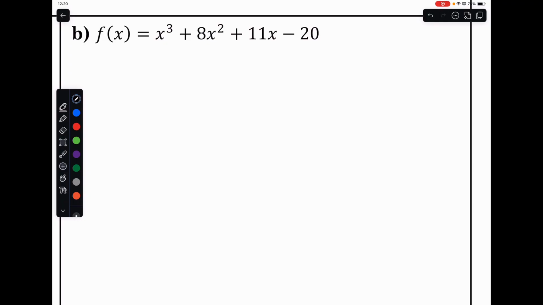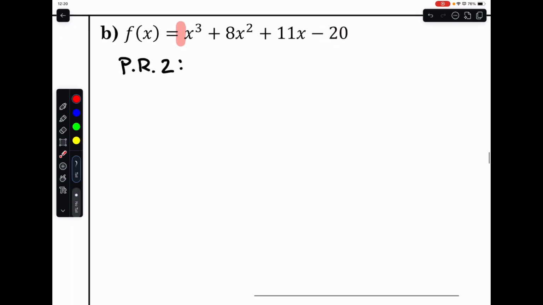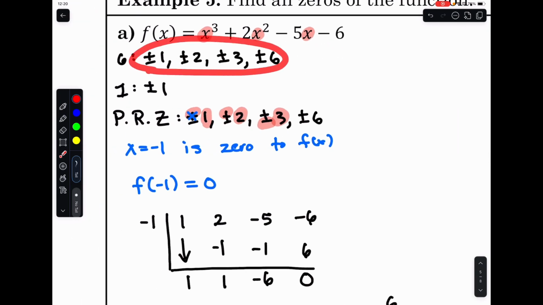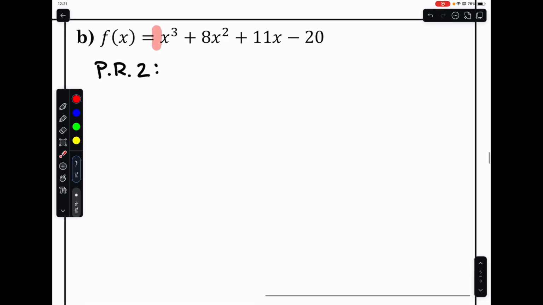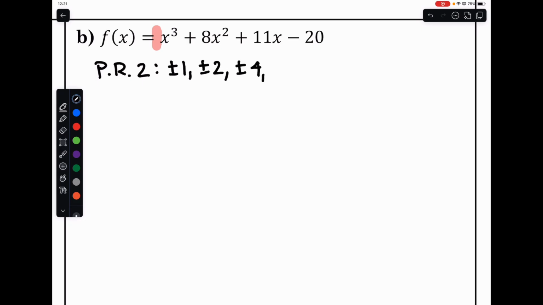So let's practice this technique one more time. On this example, since our leading coefficient is 1, the list of possible rational zeros is simply going to be all of the factors of our constant, 20. I don't have to do the same thing I did over here because the list is going to look exactly like the same scenario from the previous example, 5a. So let me scoot back right here and look at this example. From smallest to largest, 1 is a factor of 20, 2, 4, 5, 10, and 20.